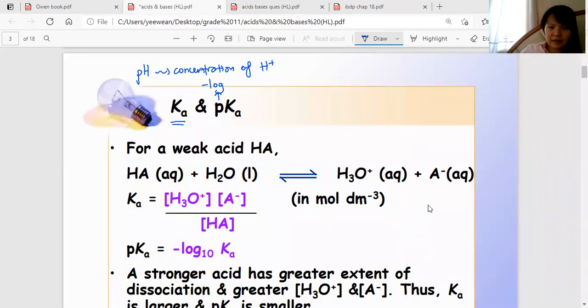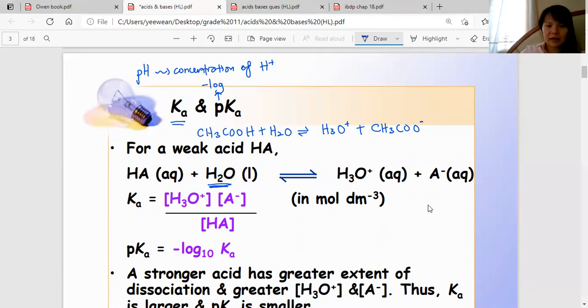This is how we calculate Ka. So for example, I have a weak acid, say CH3COOH, and I'll add water here. And reversible because it's a weak acid, so it won't fully dissociate. So I'll have H3O+, and I'll have CH3COO-. Okay, so the way to calculate my Ka is very similar to calculating Kc. It's just that everything here is in aqueous.